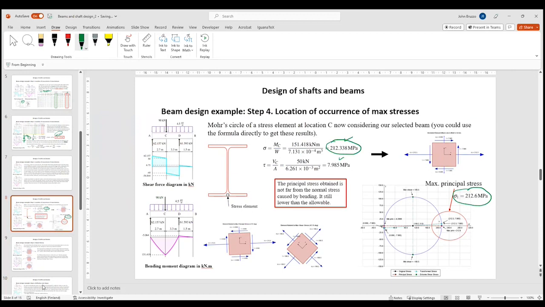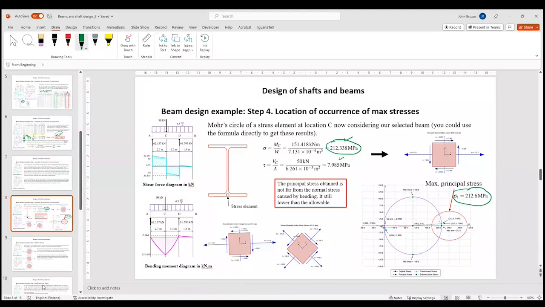And then if you use that with any failure theory, in the end, that's why you don't continue doing this. You don't proceed doing this kind of stuff. You just stop there and say, well, this is the beam I'm going to use. And then you proceed to the calculations of deformation.